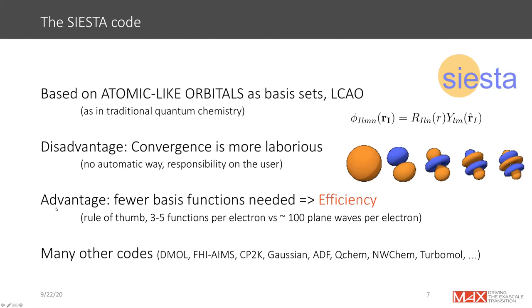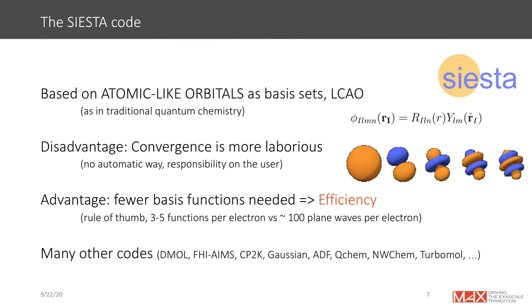But a key advantage is that you need many fewer basis functions per electron, and that impinges a lot on the efficiency of the calculations. As a rule of thumb, you may need on the order of 3-5 functions per electron for calculations for which you would need on the order of 100 plane waves per electron. Since these numbers affect very much the sizes of the matrices you have to, for instance, diagonalize, that impinges very clearly on the efficiency of the code.